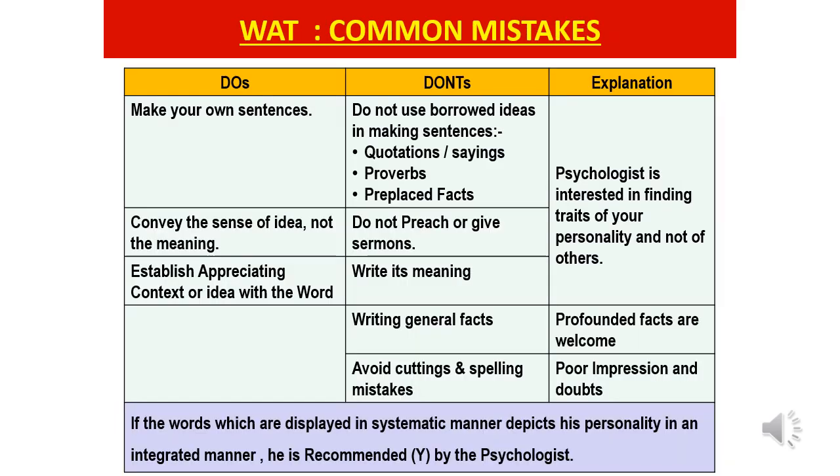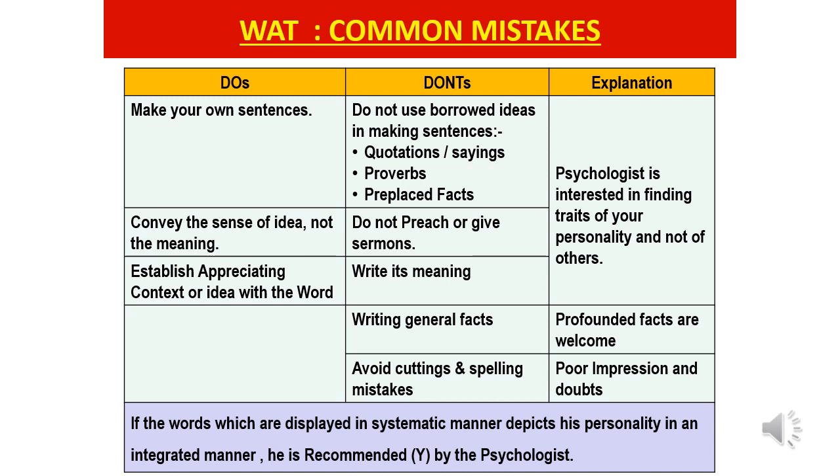Now let's take up what are the do's and don'ts for approaching the word association test, or what are the common mistakes made by candidates in attempting it. Let's take the do's first. Candidates are requested to make your own sentences which are original in nature, and they should convey the sense of the idea and not the meaning. They should establish an appreciating context or the idea with the word. In the process of the word association test, candidates are requested not to use, I repeat, not to use borrowed ideas in the form of quotations, sayings, sermons, preachings, because the psychologist perceives these sentences as not your original ideas but the borrowed ideas of the originators who have given these sermons or who have authored these facts.